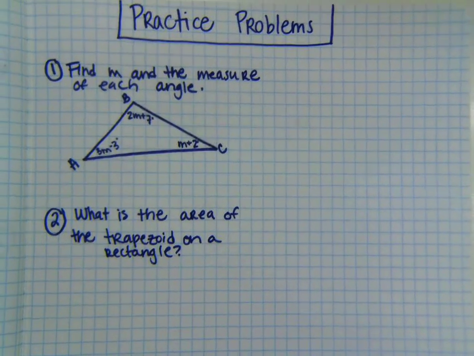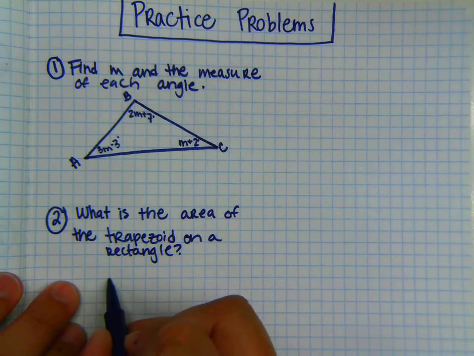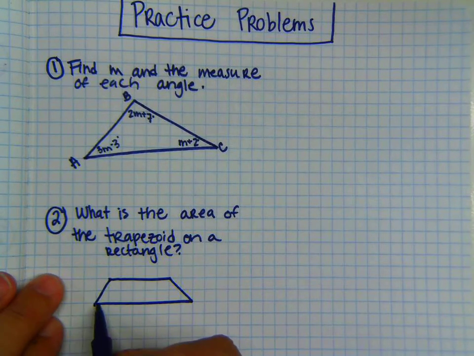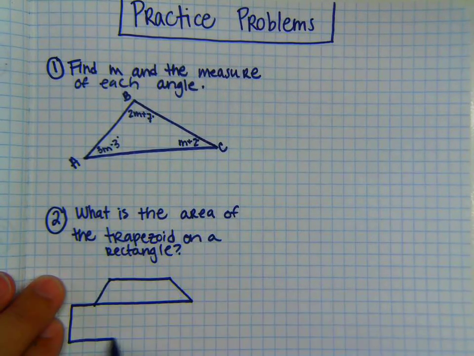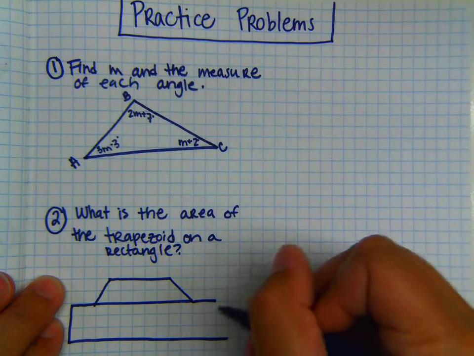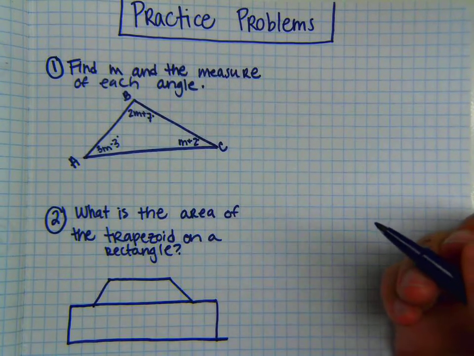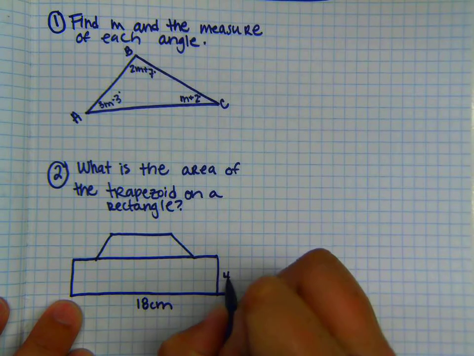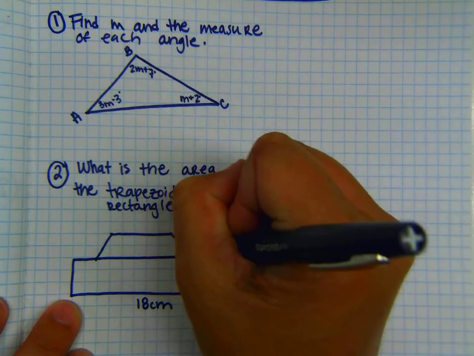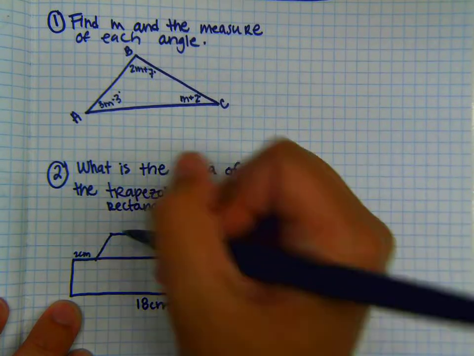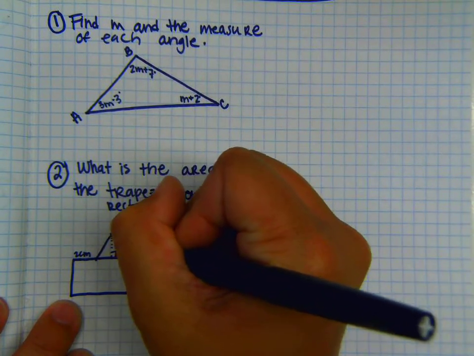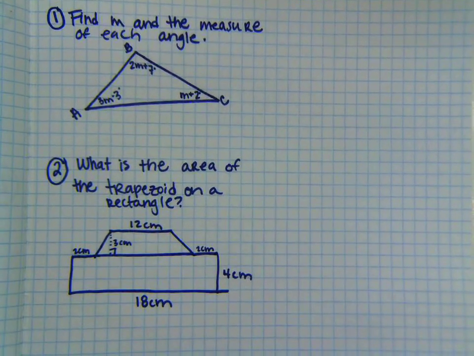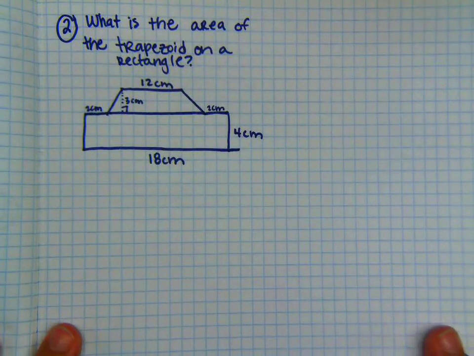Number 2. It says, what is the area of the trapezoid on a rectangle? So we're going to have a trapezoid, and it's going to be on a rectangle. And the side lengths are going to be 18 centimeters, 4 centimeters, 2 centimeters, 2 centimeters, 3 centimeters, and 12 centimeters. That's number 2.